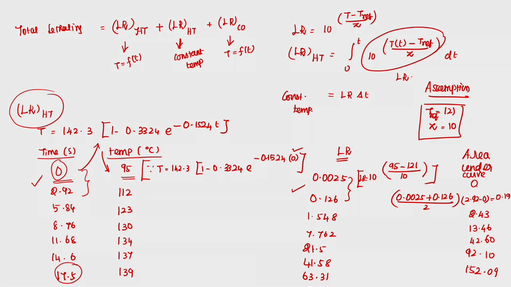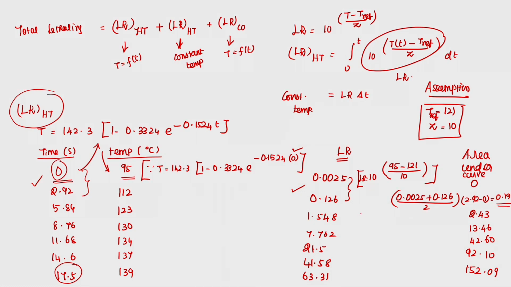The first value, which is nothing but for 0 time 95 degrees centigrade, LR of 0.025, I have just kept it 0 because I cannot calculate, because I am supposed to have two values to make an average, and for dx I need two values to subtract to get the dx, right. So, I have kept the first value as 0, the second value as 2.92 and 112 degree centigrade of the lethality rate of 0.126, it yields me 0.19, right.